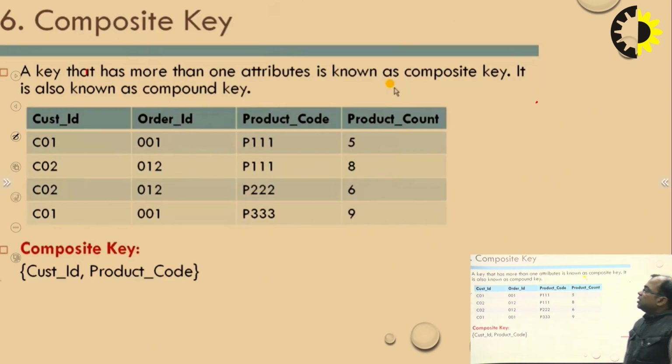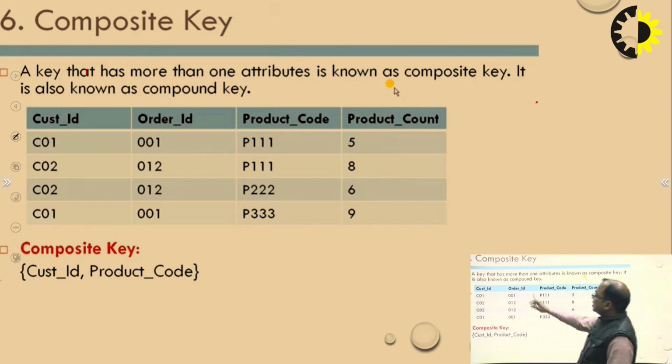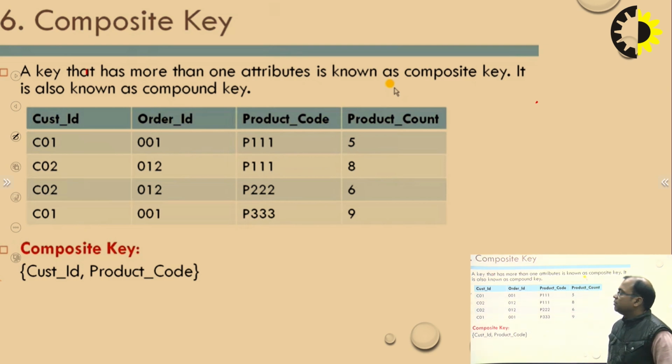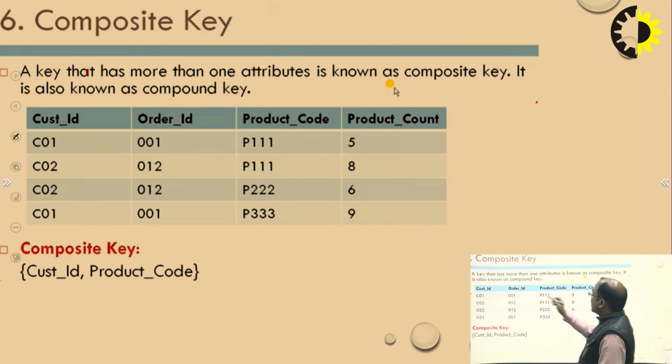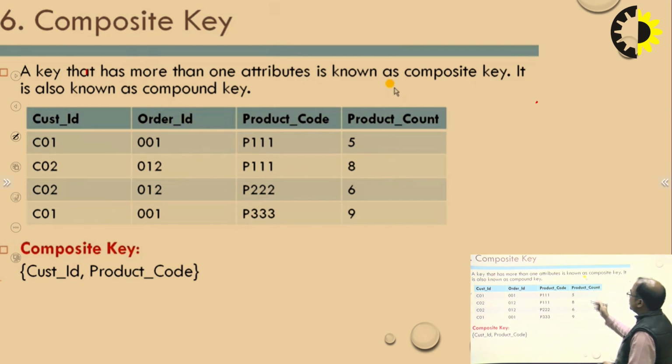Now last is the composite key. Basically a composite key is a key that has more than one attribute, or we can say it is a combination, a composition. It is known as a composite key. It is also known as a compound key. Same, we have customer ID, order ID, product code and product count.